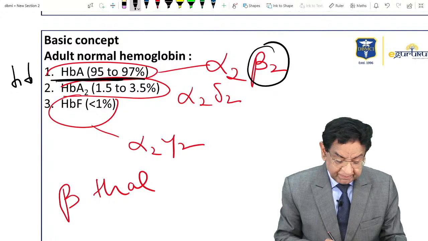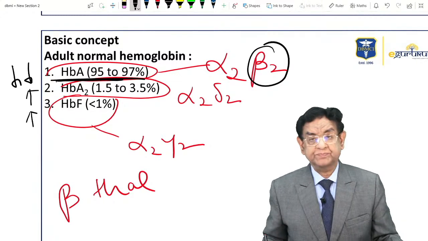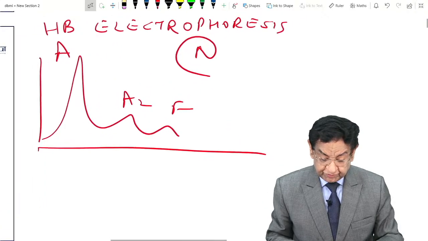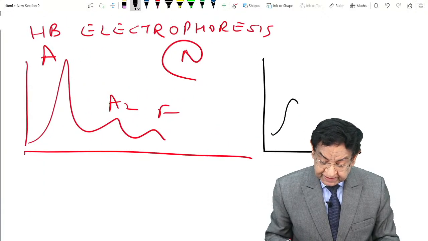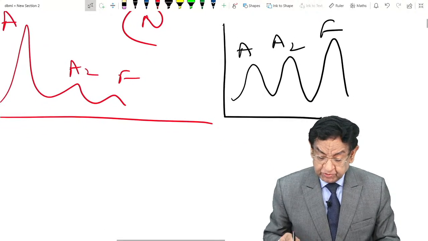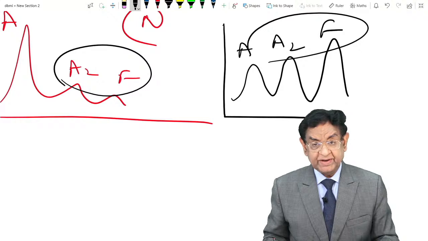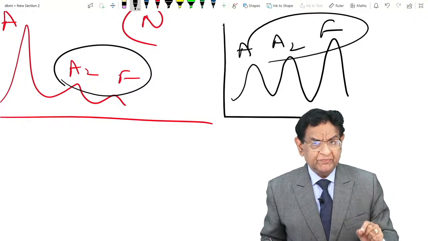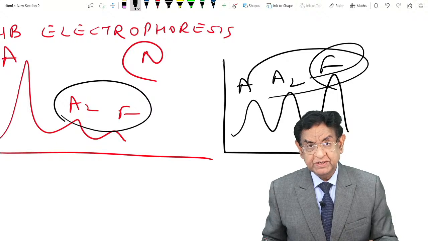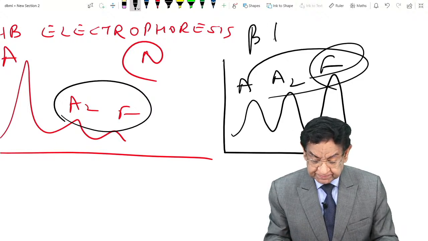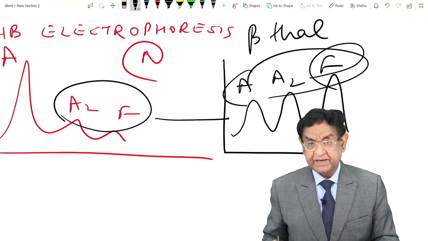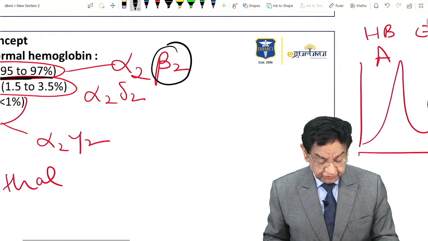The body tries to compensate by making more and more A2 and more F. So if there is a beta thalassemia, then if you do hemoglobin electrophoresis, now what you will be getting is A, A2, F. You can find that A2 or F levels have increased. Look, they were very much reduced. So one of the classical features of beta thalassemia is raised level of hemoglobin F, and A2 level is also increased. So this is the electrophoresis of a beta thalassemia, where we find A level has gone down and A2 and F have increased. You can very well compare with the previous electrophoresis also. So we are clear about it.